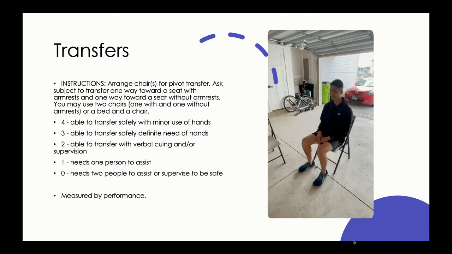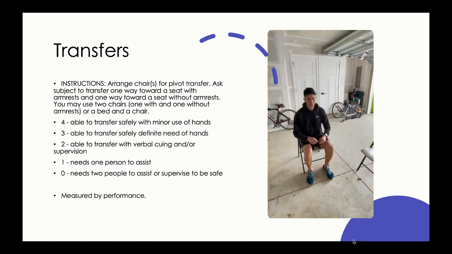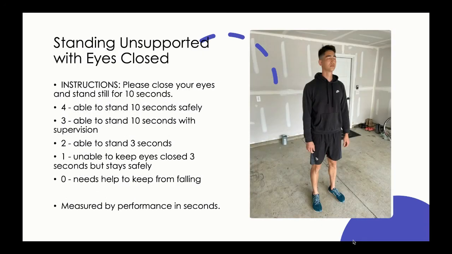The individual will then perform a transfer task in which they perform a chair pivot transfer. They will be measured by their performance and their ability to safely transfer from one chair to the next with little use of their hands. The individual will then stand unsupported with their eyes closed. They will be measured by their performance in seconds and their ability to stand safely for a maximum of 10 seconds.